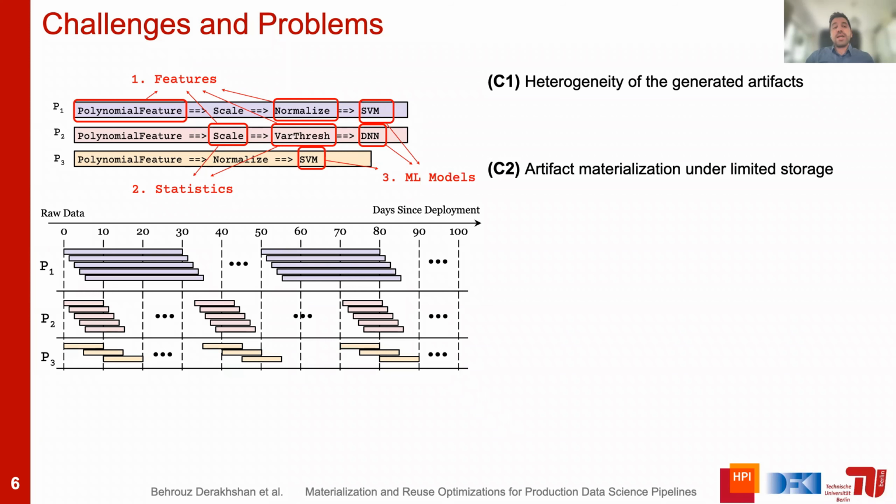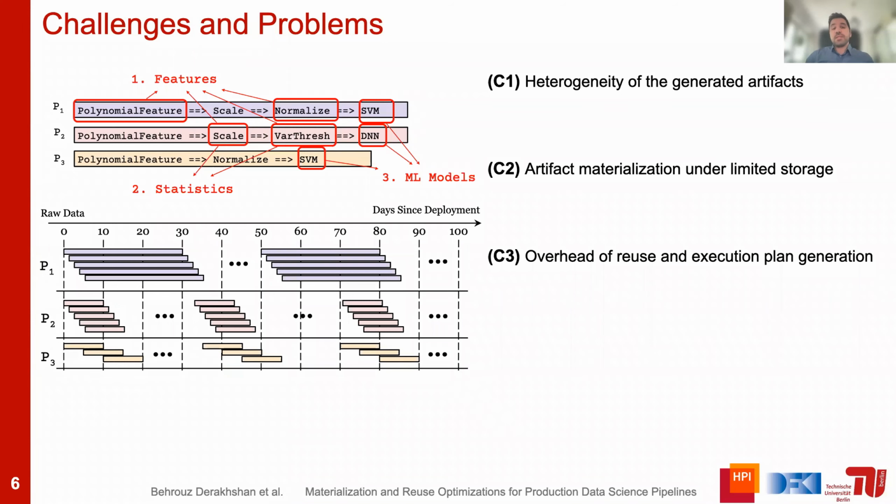Second challenge, the size and the number of the generated artifacts can become quite large. So we cannot simply store everything, and we have to come up with a solution to materialize only a subset of the generated artifacts. Third, depending on what artifacts are materialized, there are different ways of executing these pipelines.